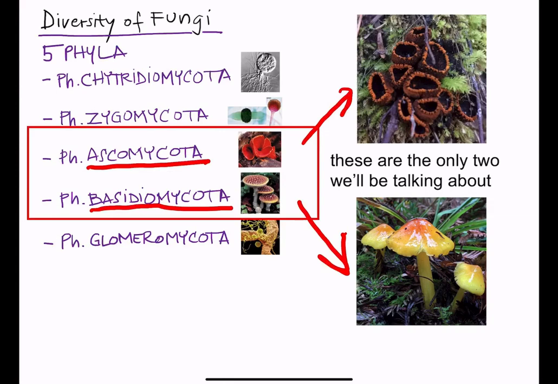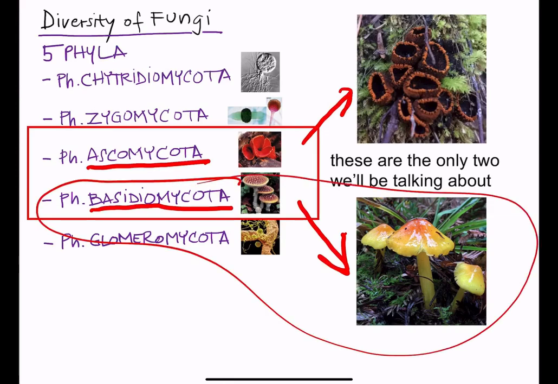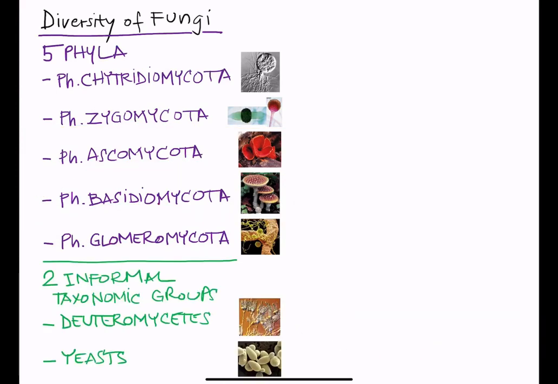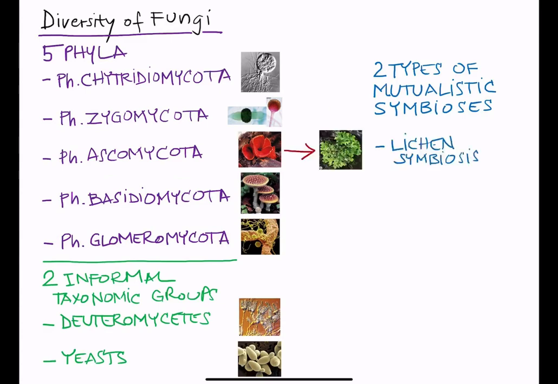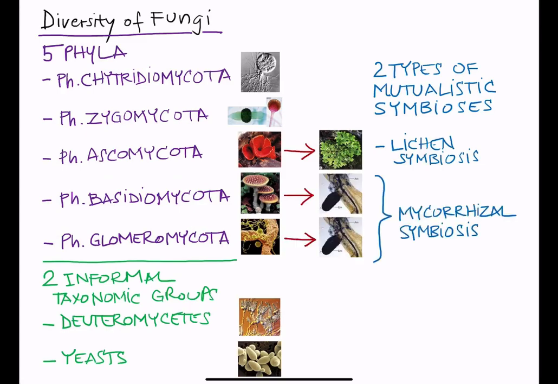Actually, in this video, I'm only going to be talking about the Basidiomycetes. Ascomycetes will be in the next video. There are also two informal groups of fungi, Deuteromycetes and yeasts, that will be talked about in the next video. And of the two types of mutualistic symbiosis I mentioned earlier, lichen symbiosis we'll talk about in the next video, and mycorrhizal symbiosis we'll talk about in this video.